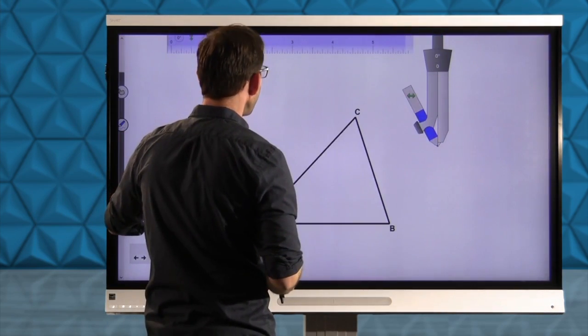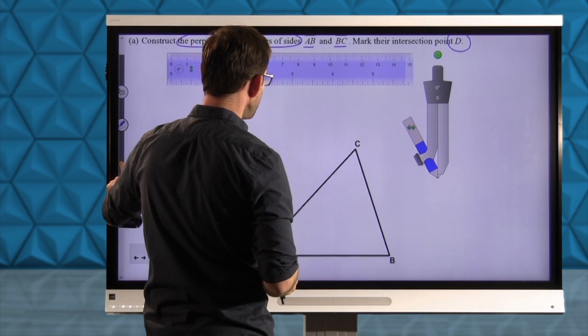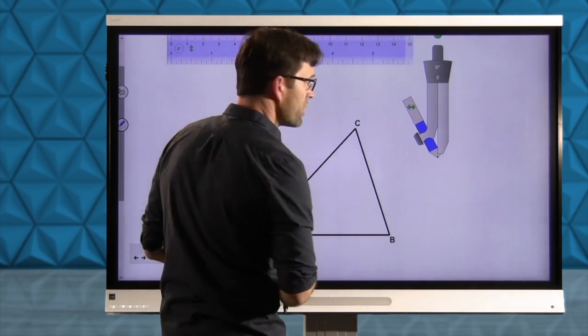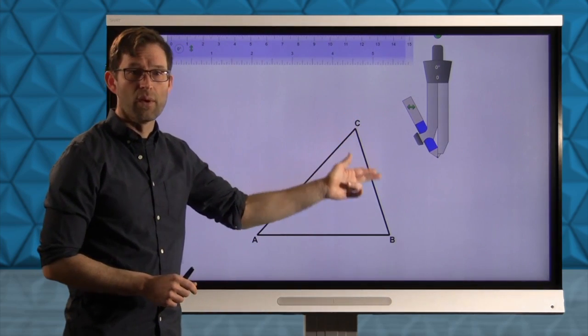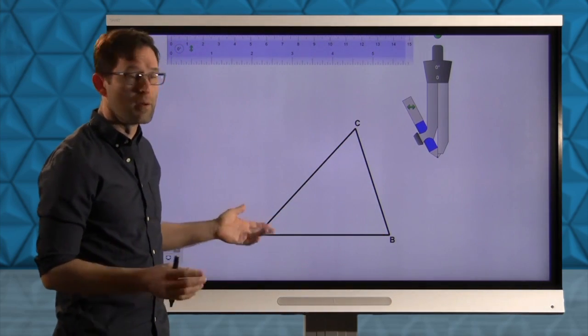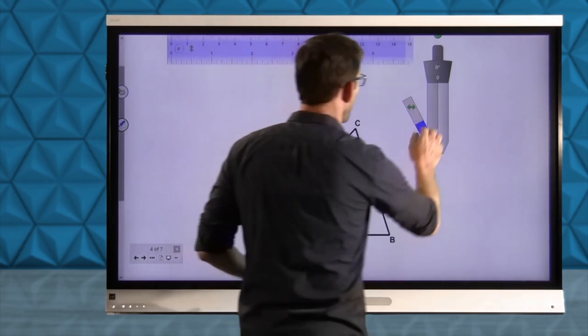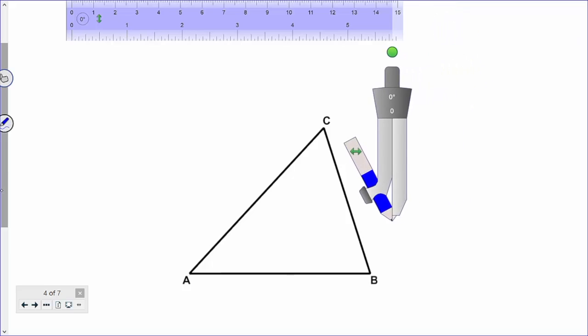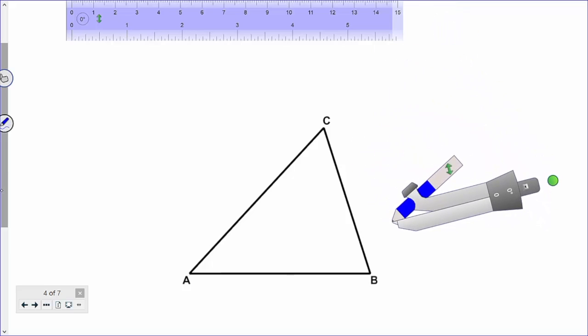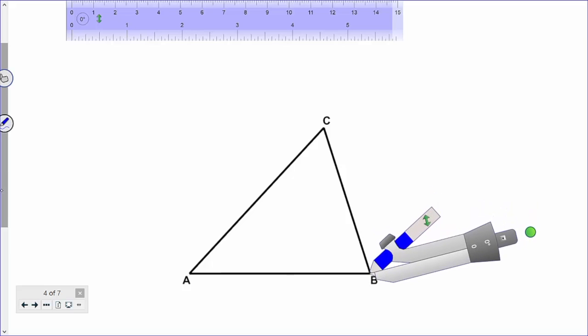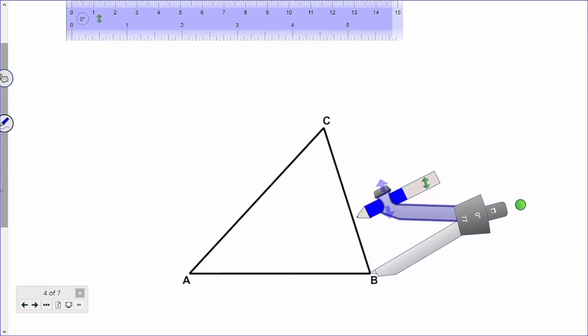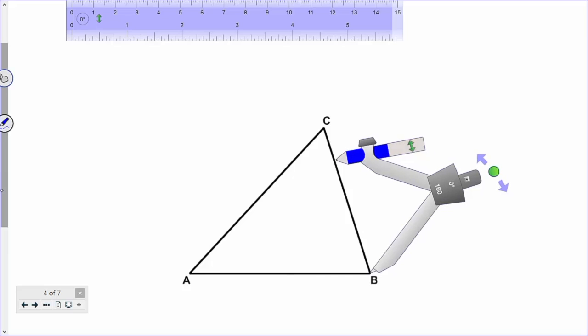Perpendicular bisector of AB and BC. Maybe I'll do the more challenging one. I'll do the perpendicular bisector of BC, the one that's kind of slanted. I think AB will be a little bit easier for you. Let's talk about how to do that. Remember, to create the perpendicular bisector, I'm going to put the point of my compass at one of the two endpoints of the segment, and I'm going to stretch the compass out so that the radius of the compass is more than half the length of segment BC.